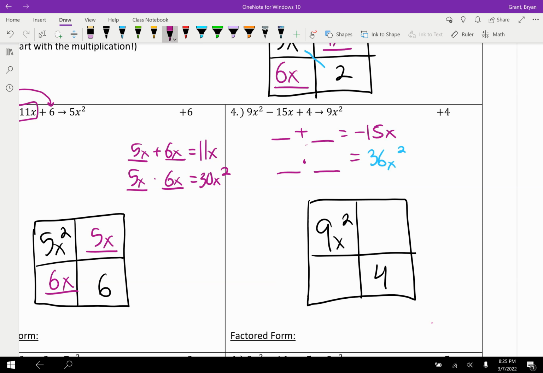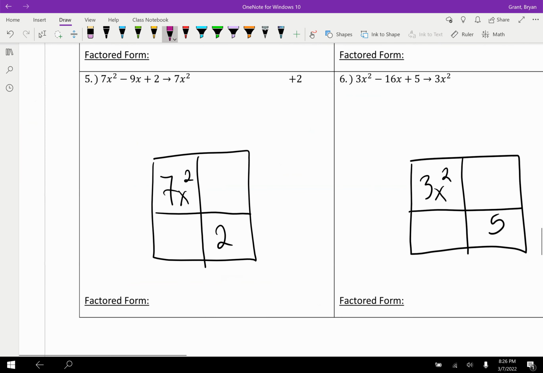Let's try it. So we have 3x and 12x. And to combine those together, negative 3x and negative 12x makes that. So I think these need negatives. There we go. Negative times a negative is a positive. Awesome. Negative 3x, negative 12x. Okay. Let's keep on moving down.